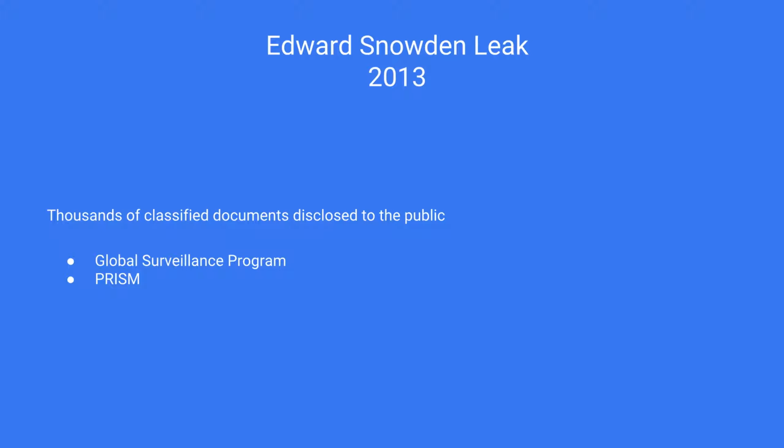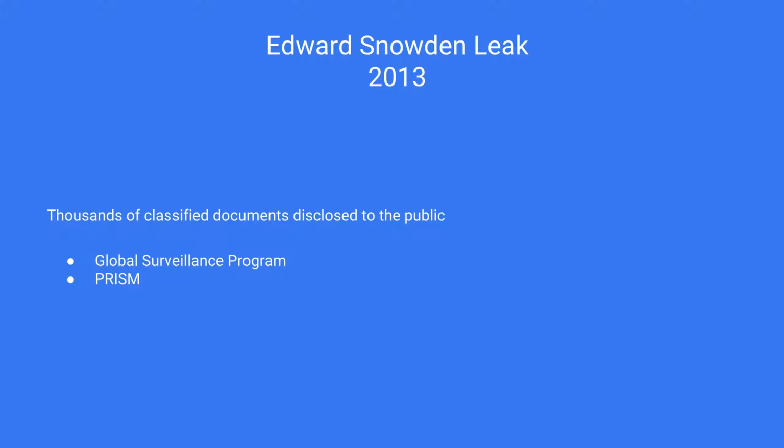In order to understand what PRISM Break is and why it was created, you have to understand the Edward Snowden leaks that happened in 2013, roughly 5 years ago. So essentially, for those of you who don't know, Edward Snowden was a government contractor. He worked for numerous agencies like the NSA, and he decided that he would leak all these classified documents to the public. So that's exactly what he did.